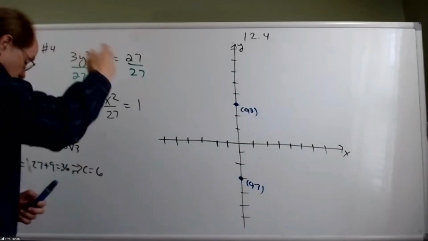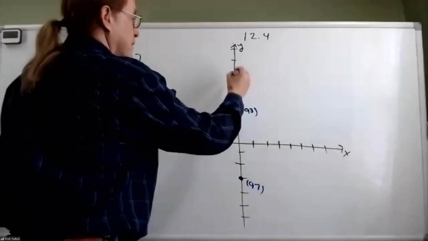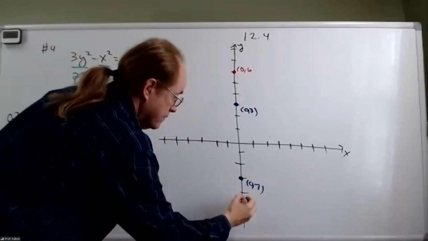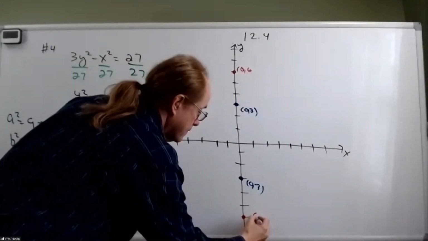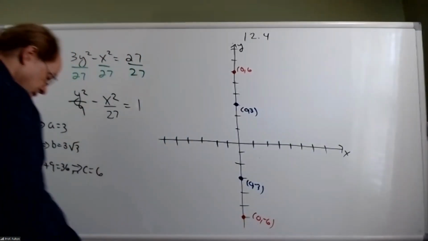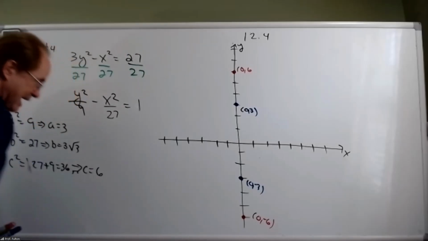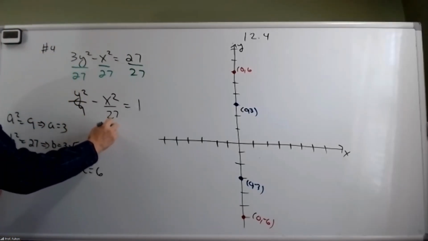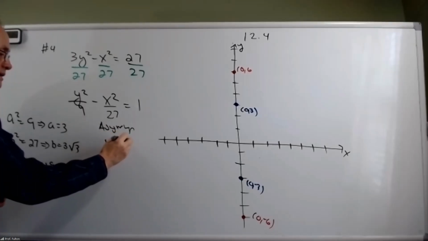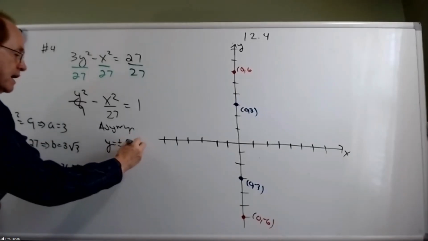Okay. I can also put my foci over here, 4, 5, 6. There. Now, when the y is the transverse axis, my asymptotes are y equal to plus or minus a over b. It flips. Okay, times x, excuse me.